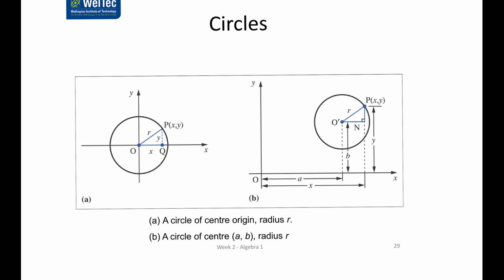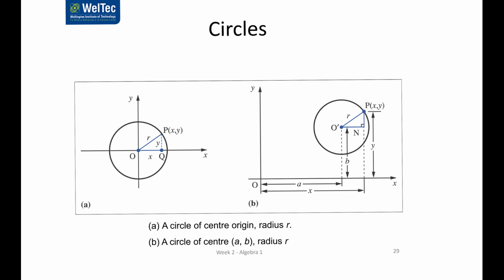We'll finish this section with a couple of quick circles. Circle A is the standard one. It's centered on the origin, and its rule, its function, is then going to be x squared plus y squared is equal to r squared. The next one's not quite so straightforward. It's centered on a, b. So its equation will be x minus a squared plus y minus b squared is equal to r squared.